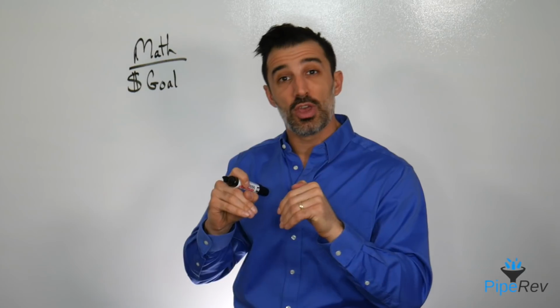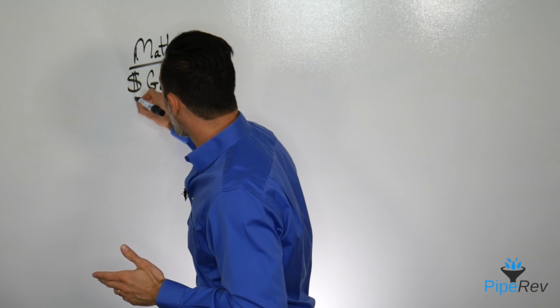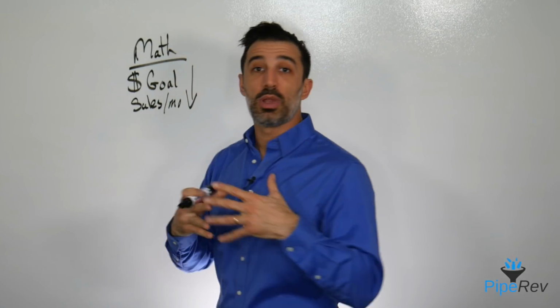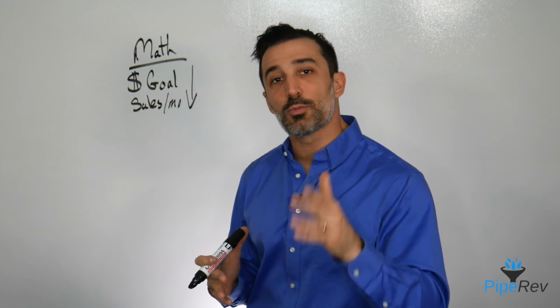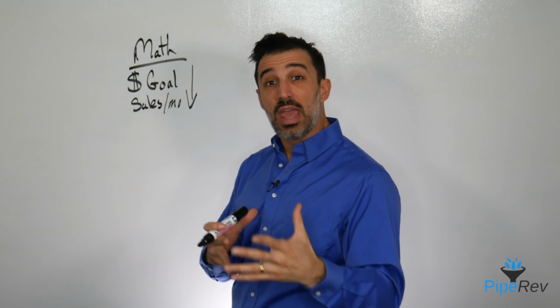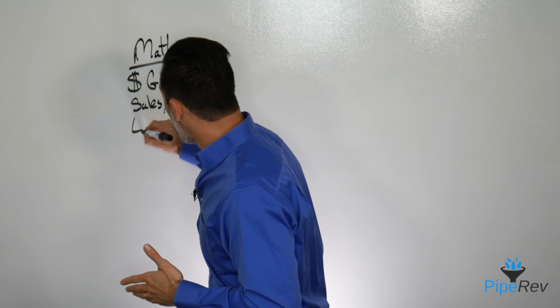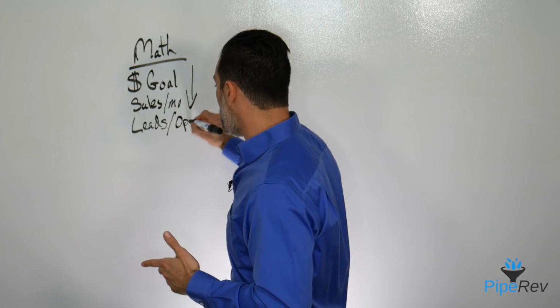We work downwards to understand, okay, how many sales per month does that require? So we know how many actual sales. Then we need to understand how many leads per month are going to be required in order to actually hit that number of sales. And so that's where this all starts, is leads or opportunities.